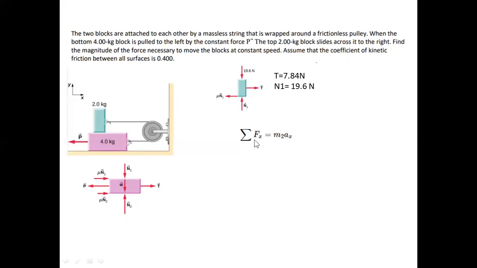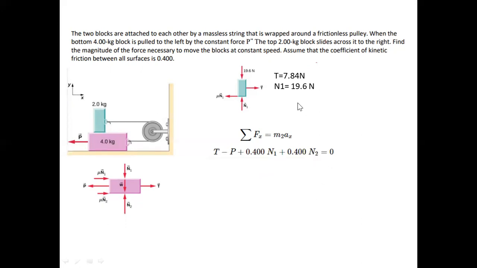Now we're going to consider the summation of forces x. Now, in this figure, forces going to the right are positive, forces going to the left are negative. So this is T, positive T minus P plus 0.4 of N1 plus 0.4 of N2 is equal to 0.